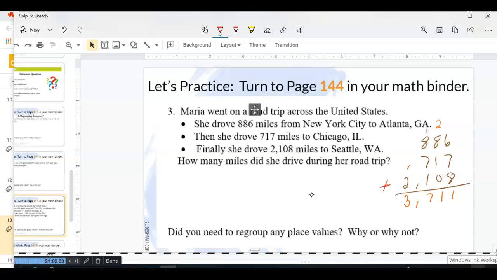So now finally add up the thousands place. It's the 1 group that I had to regroup from the hundreds plus 2 is 3. So I have 3 thousands, 7 hundreds, 1 ten, and 1 one. 3,711. And I had to regroup the ones place, I had to regroup the tens place, and I had to regroup the hundreds place. So those are the 3 places that I had to regroup: the ones, tens, and hundreds.